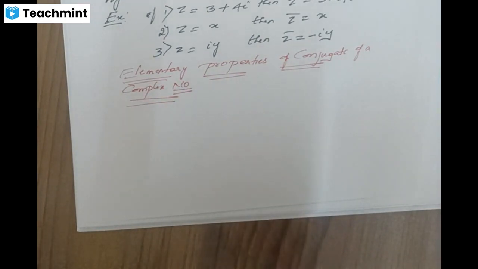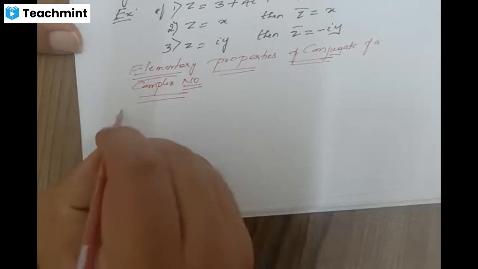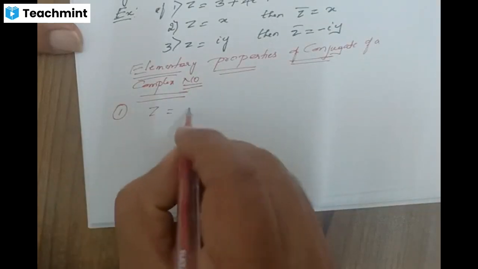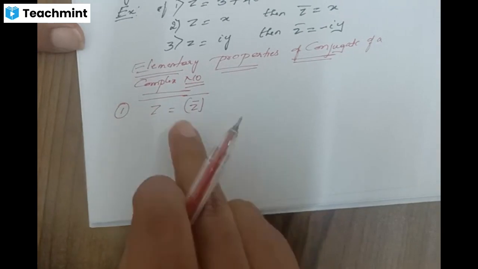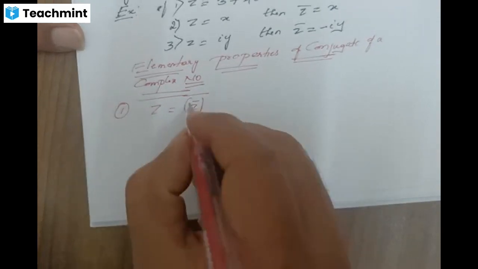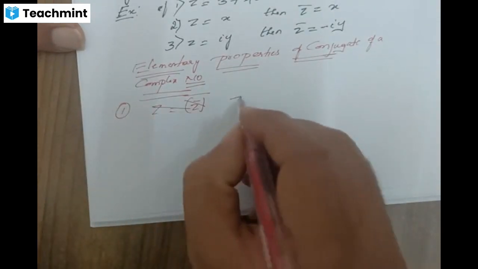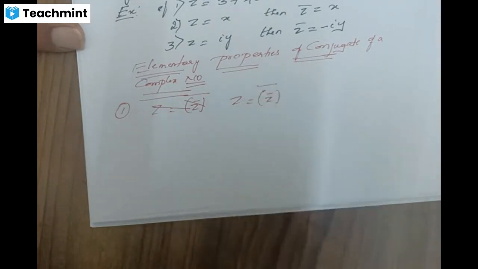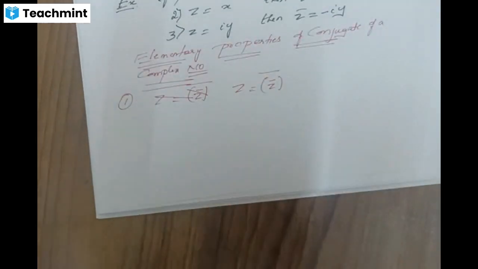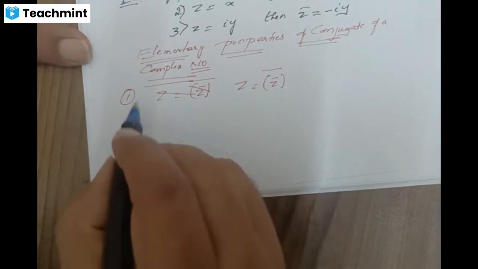Okay, the first one we can write. The first one is what is that? Z is equal to z bar whole bar. The conjugate of a conjugate number. Once again, I will write z is equal to z bar whole bar. Both are the same. The conjugate of a conjugate complex number is the number itself. That is the concept.